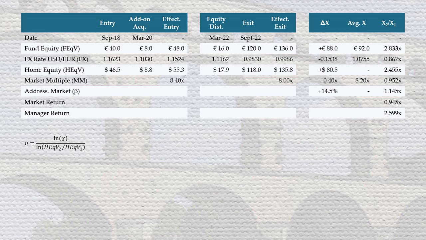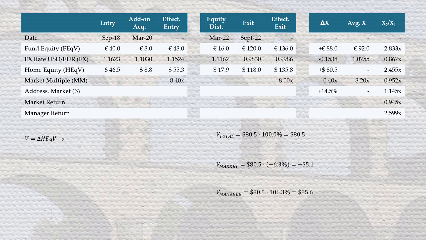Relative or percent value creation is the natural log of the multiplier divided by the natural log of the multiple of invested capital in the home currency. So relative value creation in the home currency is 100%, relative value creation driven by the market is minus 6.3%, and relative value creation driven by the manager is 106.3%. Finally, absolute value creation in the home currency is equal to the 80.5 million increase in USD times relative value creation. So total absolute value creation is 80.5 million, market-driven value creation is minus 5.1 million, and manager-driven value creation is 85.6 million.